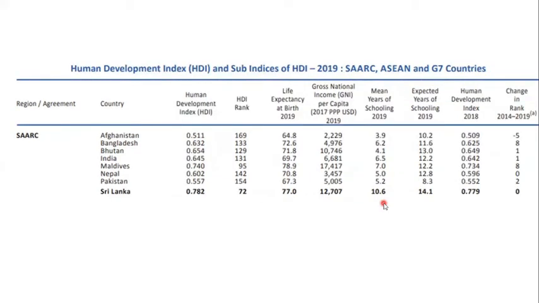HDI and sub-indices are being given here in this slide. Highest Human Development Index is being recorded from Sri Lanka, which is 0.782. And highest HDI rank is also from Sri Lanka, which is 72.